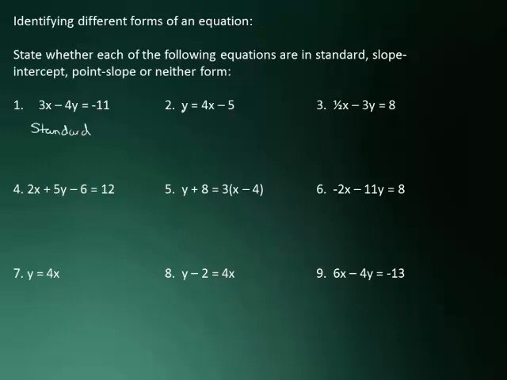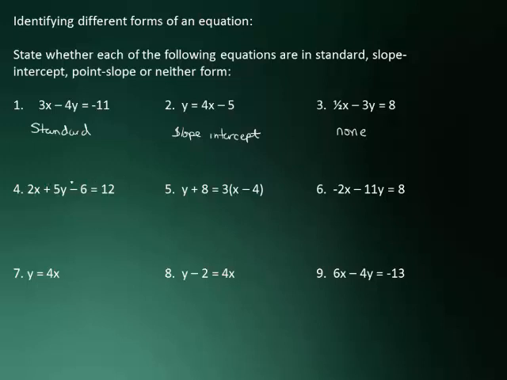On our second example, we have y is equal to 4x minus 5. This is in the slope-intercept form, because we have y equals mx plus b. Here I have 1/2 x minus 3y equals 8. We have the x and then the y, but we have a fraction, so this is in no specific form.